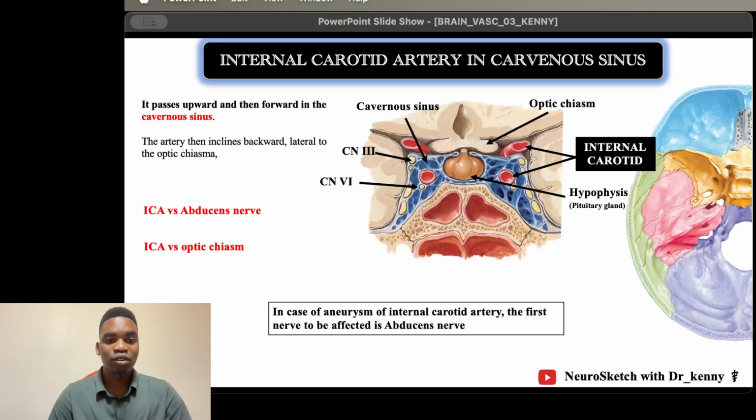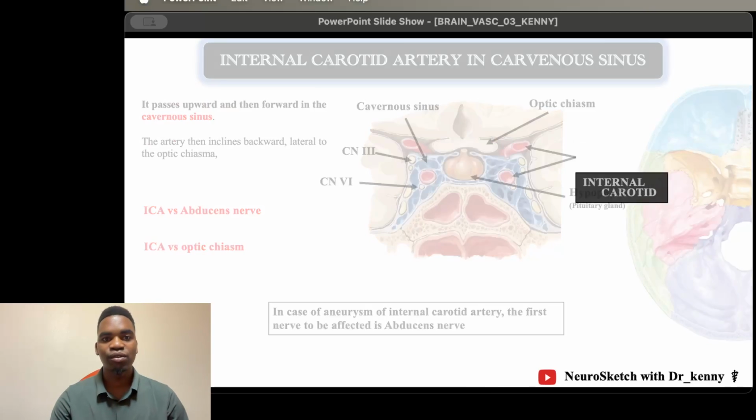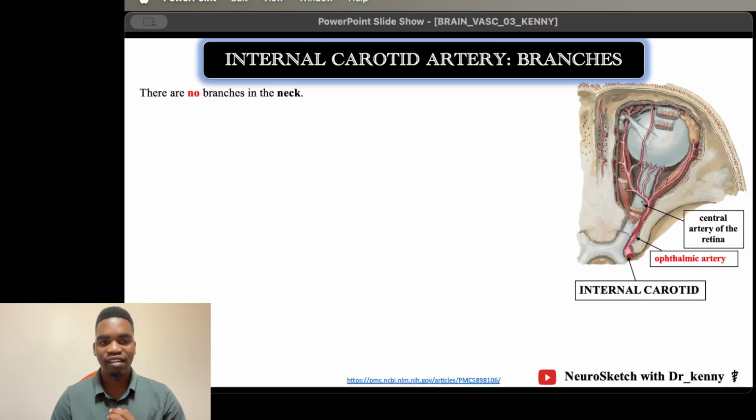So in case of aneurysm, the very first part to be affected would be the abductor nerve, which is cranial nerve number 6. So let's now talk about the branches of the internal carotid artery. The internal carotid artery has got no branches in the neck. The cervical part of the internal carotid artery has got no branch. The branches start after the internal carotid artery has entered the cranial cavity.